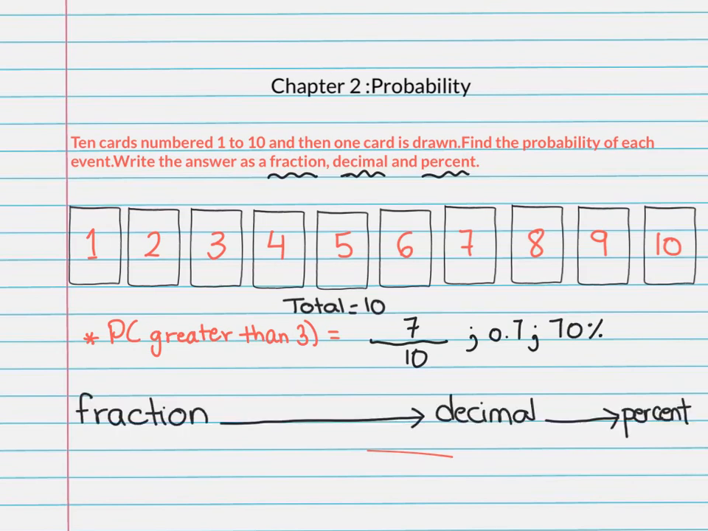To summarize it, to change the probability from a fraction to a decimal, you have to divide the numerator by the denominator, and then you're going to get your decimal. Then you multiply your decimal by 100, and you are going to get your percent.